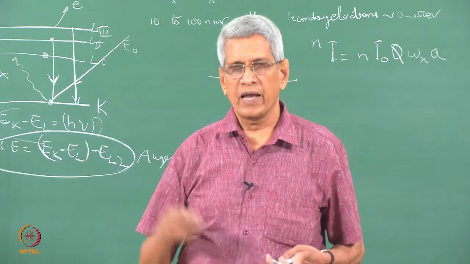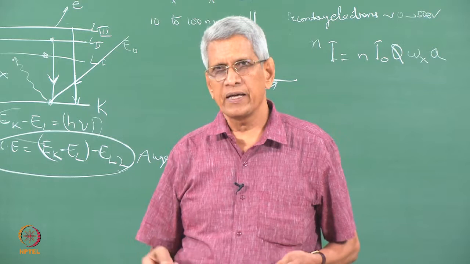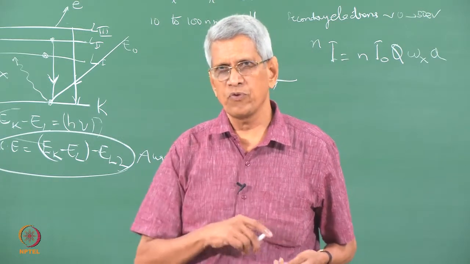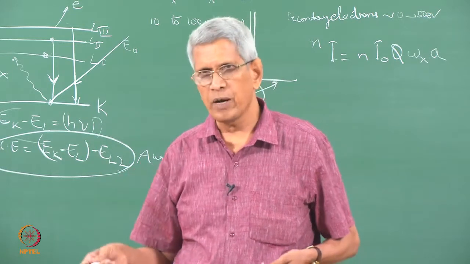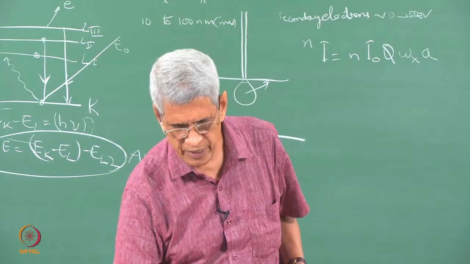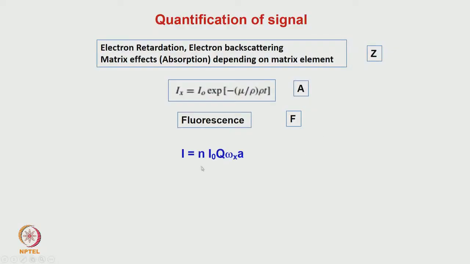Suppose you take iron and then you take chromium, then what is going to happen? The chromium fluorescence can take place, so the iron signal could come down, a factor which you have to take into account. So, if we take all these factors into consideration, the signal which is going to reach the detector is this multiplied by these factors. So, this is the signal which is going to come.